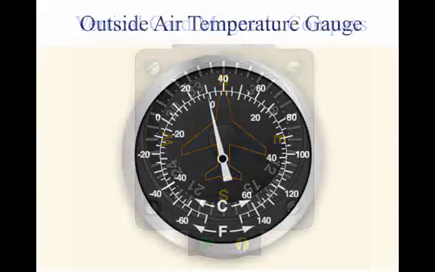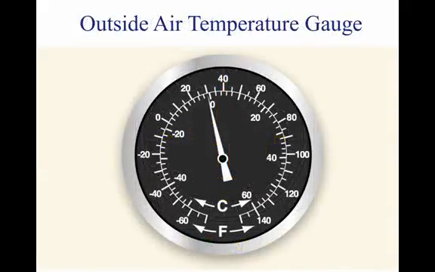The outside air temperature, OAT gauge, is a simple and effective device mounted so that the sensing element is exposed to the outside air. OAT gauges are calibrated in degrees Celsius, Fahrenheit, or both. An accurate air temperature provides the pilot with useful information about temperature lapse rate with altitude change.